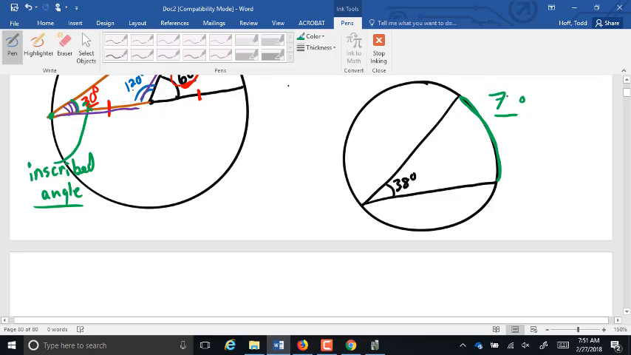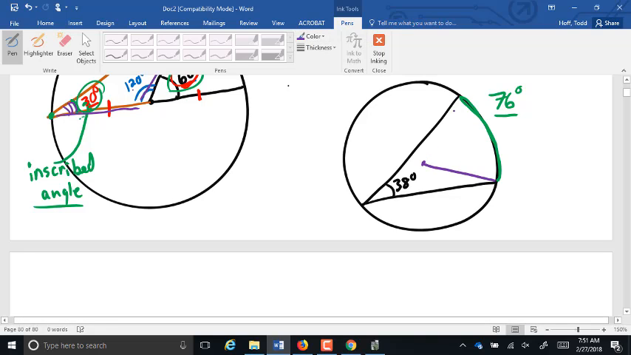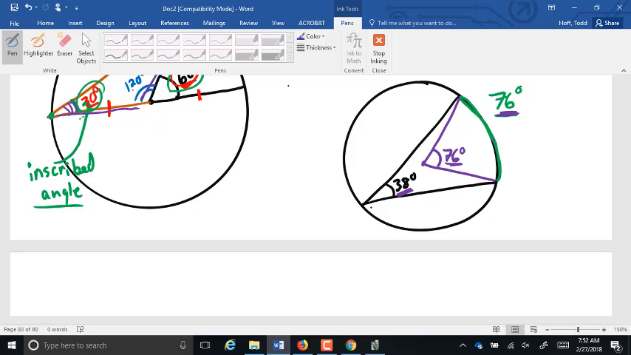76 degrees. Very good. Because from this relationship up here, since this inscribed angle is always half of that central angle, if we were to create a central angle here off of this arc, that central angle has to be double the inscribed angle, 76 degrees. So that arc is 76 degrees. So if the central angle is always double the inscribed angle, then the arc is always double the inscribed angle. Or the other way around, the inscribed angle is always half of the arc it intercepts.